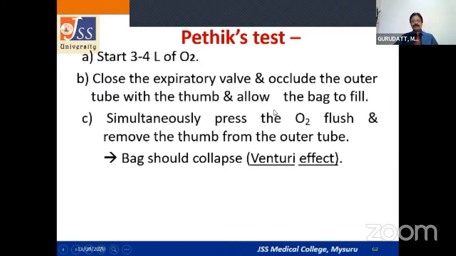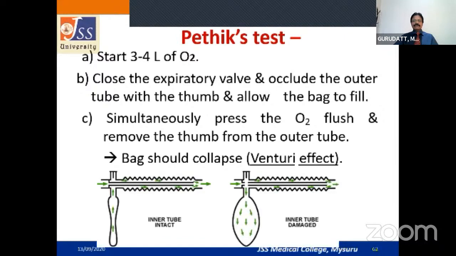So what you have to do now is, now the bag is filled, the expiratory valve is closed, and you have to simultaneously take out your finger from the outer tube and also activate the flush. So here the Venturi effect will be the one which occurs. And because of the Venturi effect, as I activate the flush, nearly 70 liters of oxygen will start flowing through a narrow opening of the inner tube.